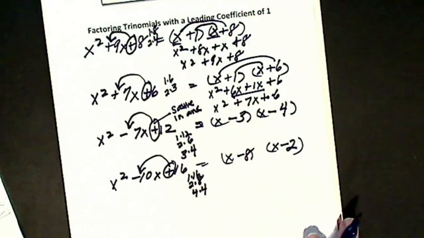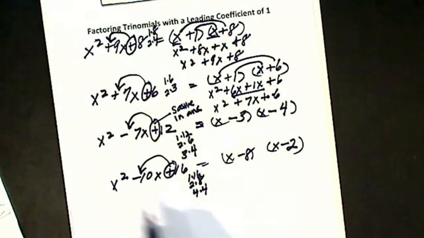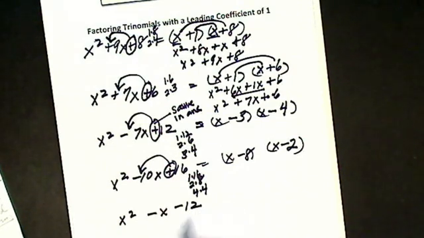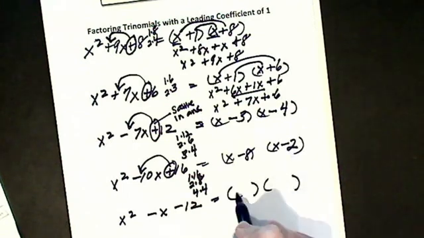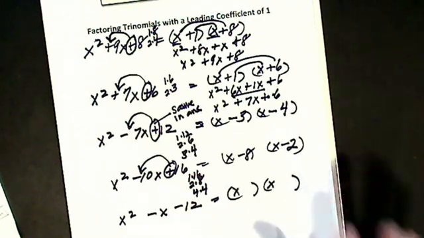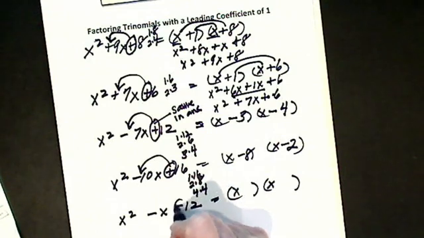Just a couple more. So now, let's say I have one like this: x squared minus x minus 12. For the first time, we have a minus in the third term. I set up my two sets of parentheses. I have x, x, but now I have a minus in the last term.